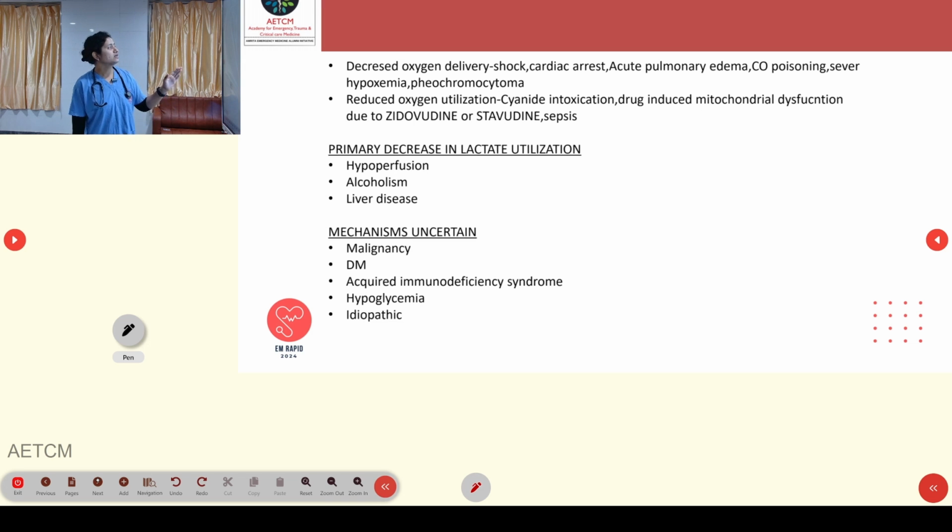sepsis. Then if there is a primary decrease in lactate utilization, it is mainly hypoperfusion, because the lactate cannot be utilized, and then alcoholism and liver disease, as commonly seen in CLD patients. Then there are mechanisms which cause lactic acidosis that are uncertain. These include malignancy, diabetes mellitus, acquired immunodeficiency syndrome, hypoglycemia, and idiopathic causes.